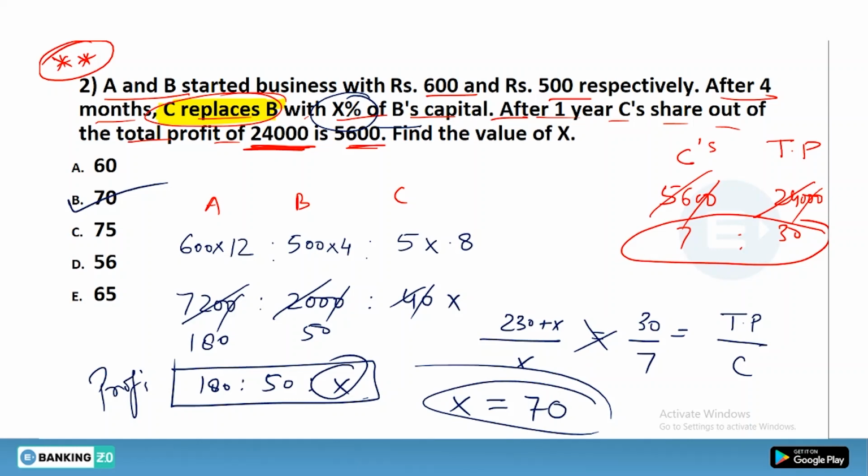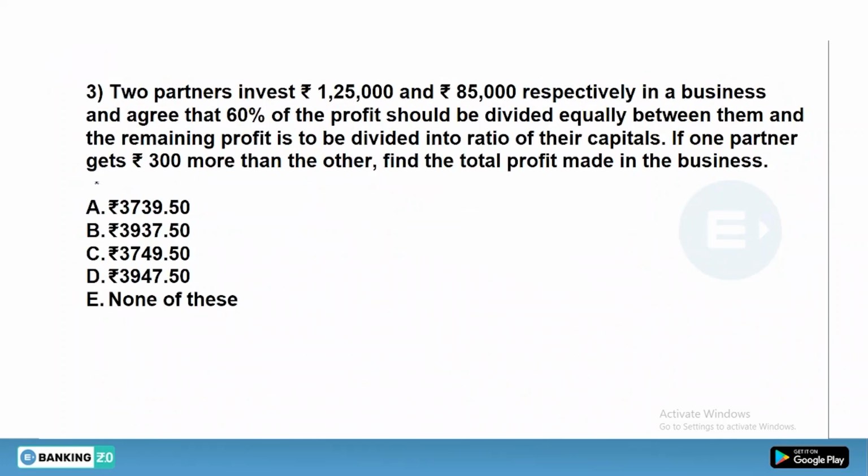So for both the concepts I have given you, either you will use the option method or you will use this concept. You need to have the concept, otherwise you'll get stuck in every examination. Okay, let's move on to the next question. The next question is very important. How can you solve this? This is a very important question.